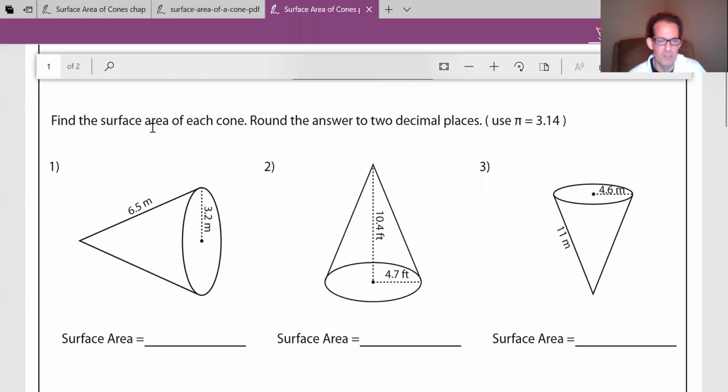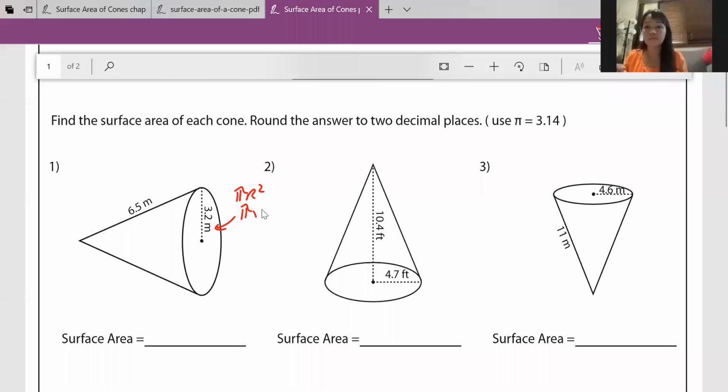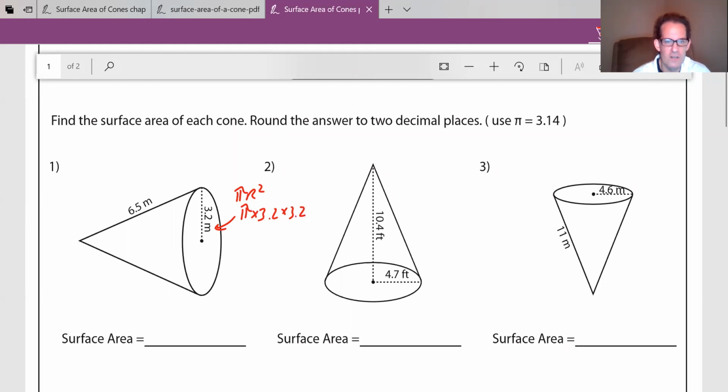Okay, so we're looking at this example here. Sometimes you have a decimal in these. So again, I want to find out the area of the circle first. So that's pi r squared, or pi times 3.2 times 3.2. Let's solve that really quick. 3.2 times 3.2 is just 10.24.